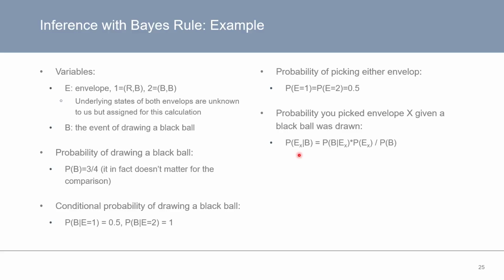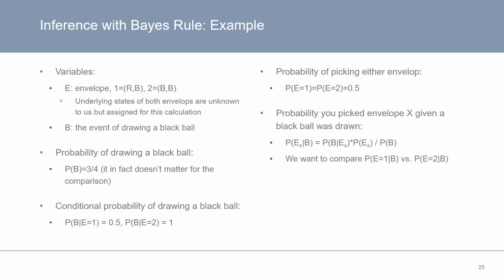Next, we want to work out what's the probability that you picked envelope X given that you drew a black ball. We'll write this as follows. Probability of EX given B is equal to the probability of B given EX times the probability of EX divided by the probability of B. Here we use the Bayes rule and enter values for these variables to try and calculate this probability.